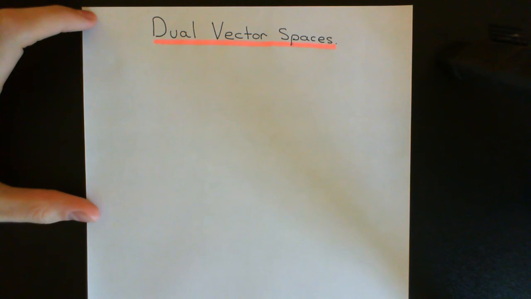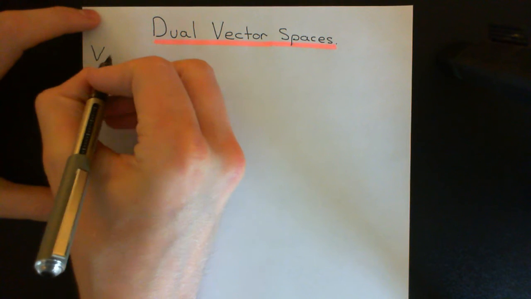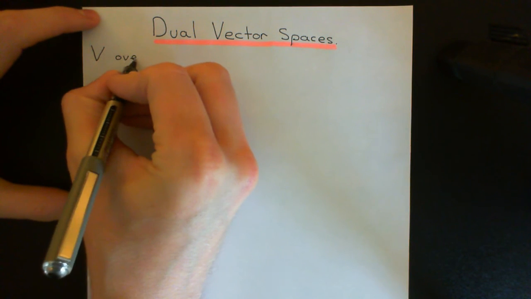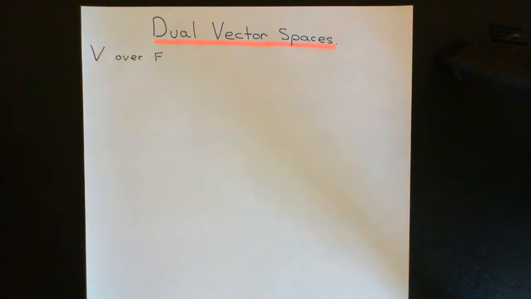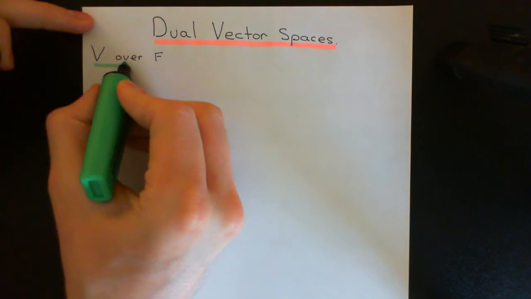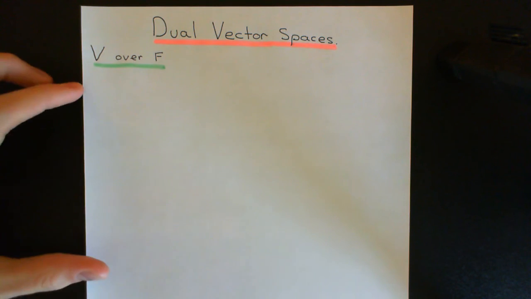Okay, so what we're going to start off with then is some vector space, capital V, and this will be over some abstract field, capital F. So we start off as usual with a vector space, capital V, over some field, capital F. What we are now going to construct is the dual vector space, which is also going to be a vector space over the field, capital F.